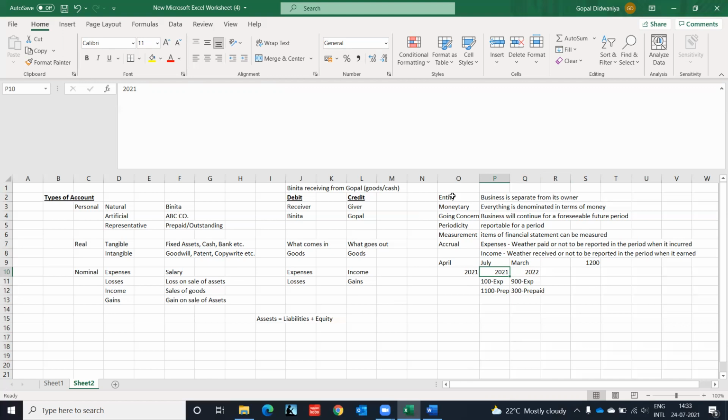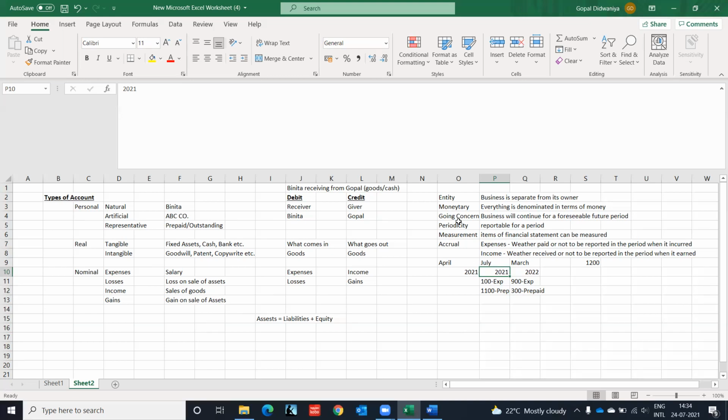These are the major concepts. Entity: you must treat yourself and the business as separate entities. Monetary: everything in terms of money. Going concern: you can estimate that you will continue in the foreseeable future, let's say 2 years, 3 years. Periodicity means you are reporting for a particular period. Measurement: you will be able to measure the items of the financial statement.